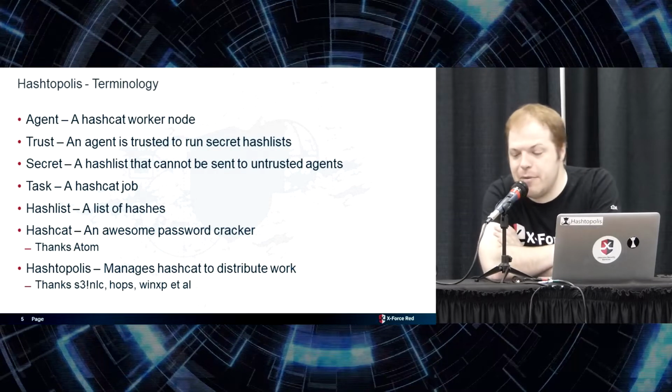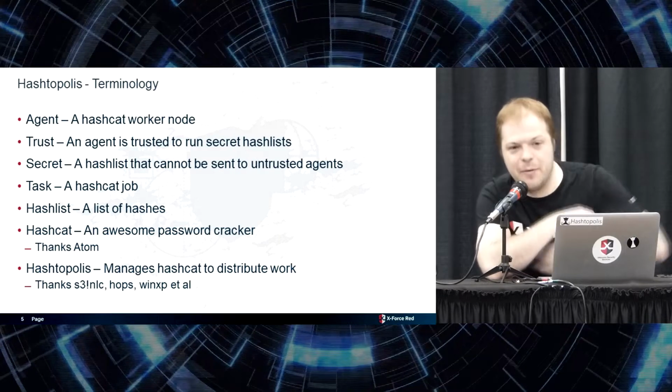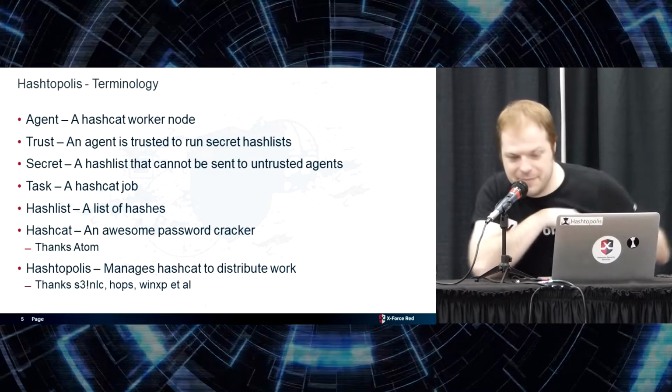Some terminology before we get going, just in case you haven't used Hashtopolis. An agent is a Hashcat worker node. Trust is an agent that is trusted to run secret hash lists. A secret is a hash list that cannot be sent to untrusted agents. A task is a Hashcat job. A hash list is a list of hashes. Hashcat's an awesome password cracker. Thank you, Adam. And Hashtopolis manages Hashcat to distribute work. Thanks S3, Hops, WinXP et al., or others that smartly grew up in front of me.